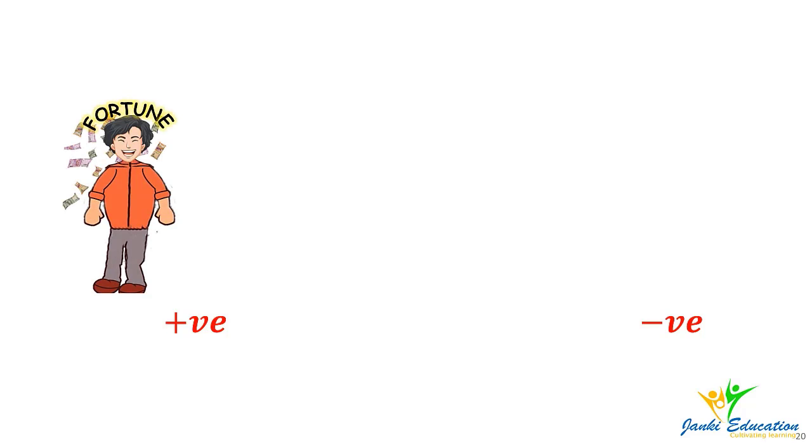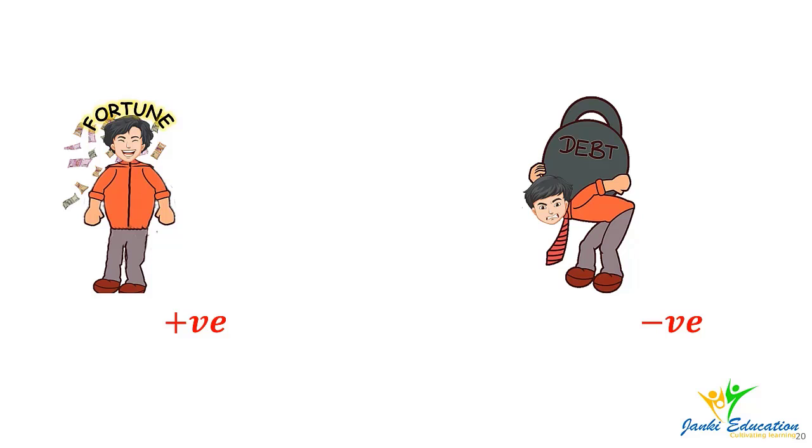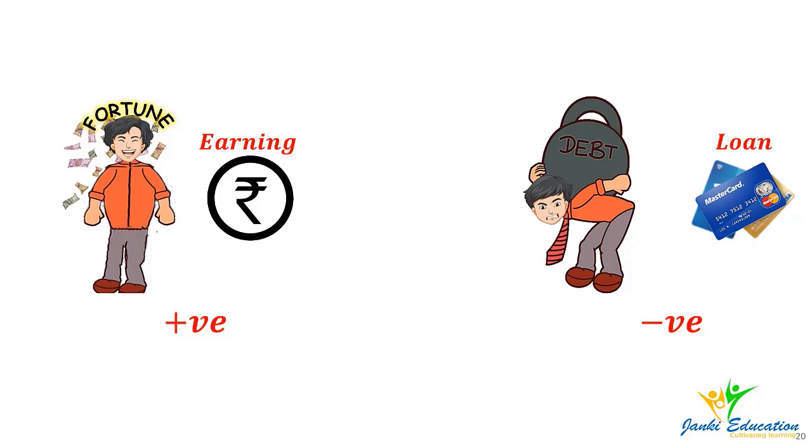As we have already discussed in our previous session, a man with fortune we consider as positive. On the other hand, a man in debt we consider as negative. So the man with fortune represents a positive value, and the man in debt represents a negative value. Also remember, earning is called positive, and borrowing, a loan or something, is called negative. Clear?